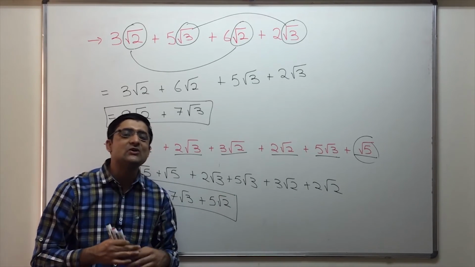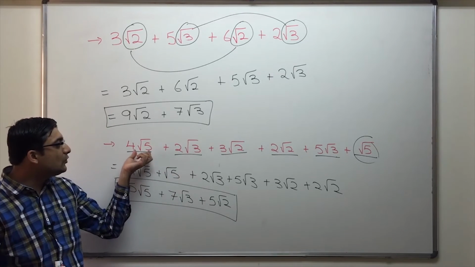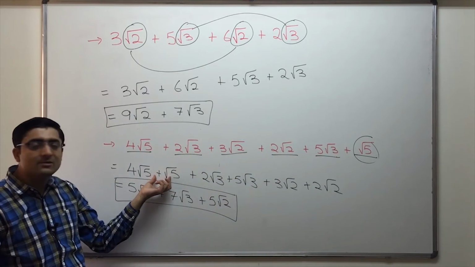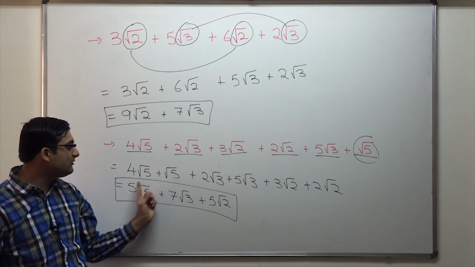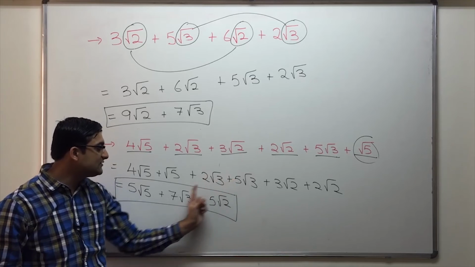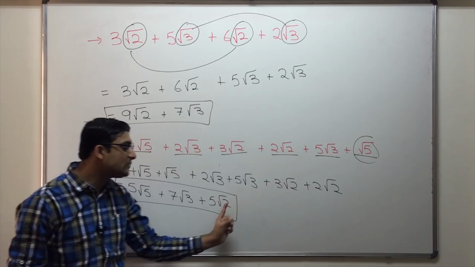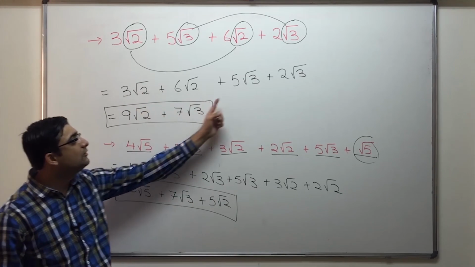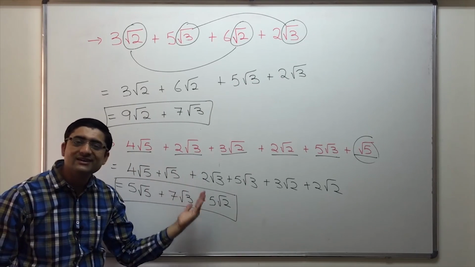So this is how you add irrational numbers. It's very simple. All you have to remember is you can only add those numbers which have the same square root. So first step, bring all those numbers which have the same square root together and then simply add them. That is 4 plus 1, 5, copy the root 5. 2 plus 5, 7, copy the square root 3. 3 plus 2, 5, copy the square root 2. Similarly here, 3 plus 6, 9, root 2. 5 plus 2, 7, root 3. So this is how you add irrational numbers.